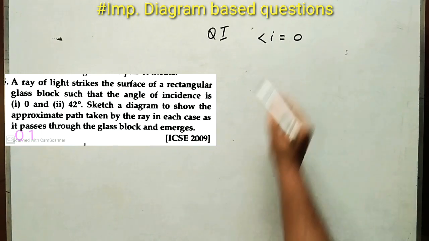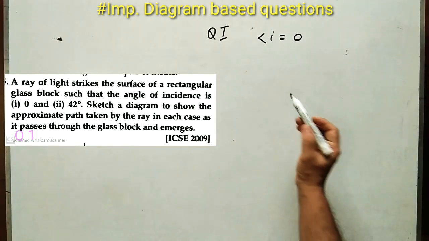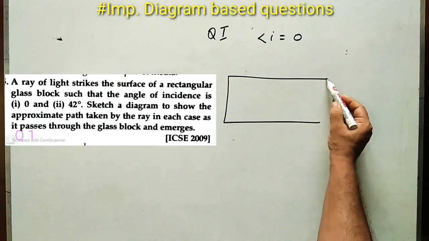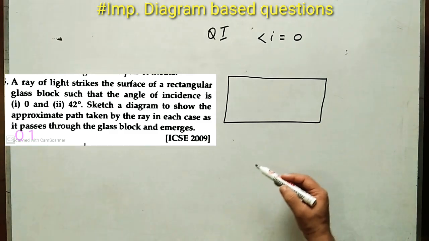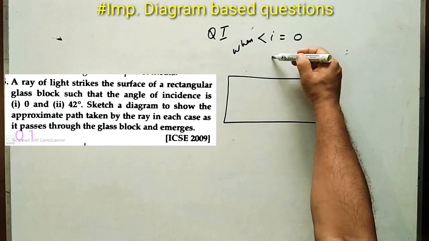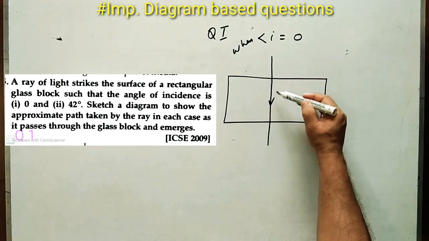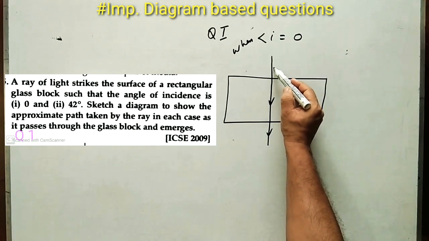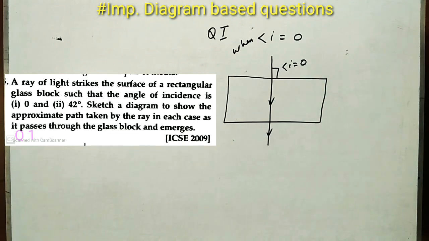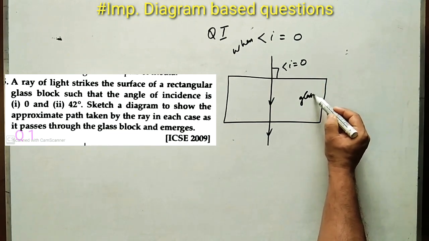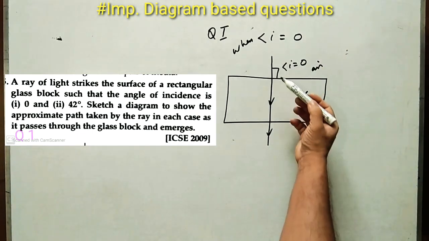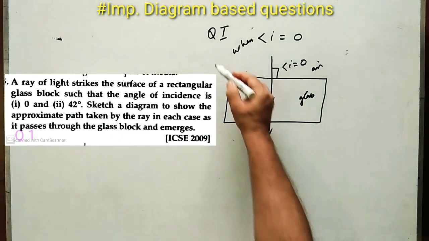For the first case, when the angle of incidence is equal to 0 degree, that is normal incidence, the ray of light passes undeviated. Angle i is equal to 0. This is glass. This is a ray of light traveling from rarer medium to denser medium. For normal incidence it passes undeviated. So the first part is over.